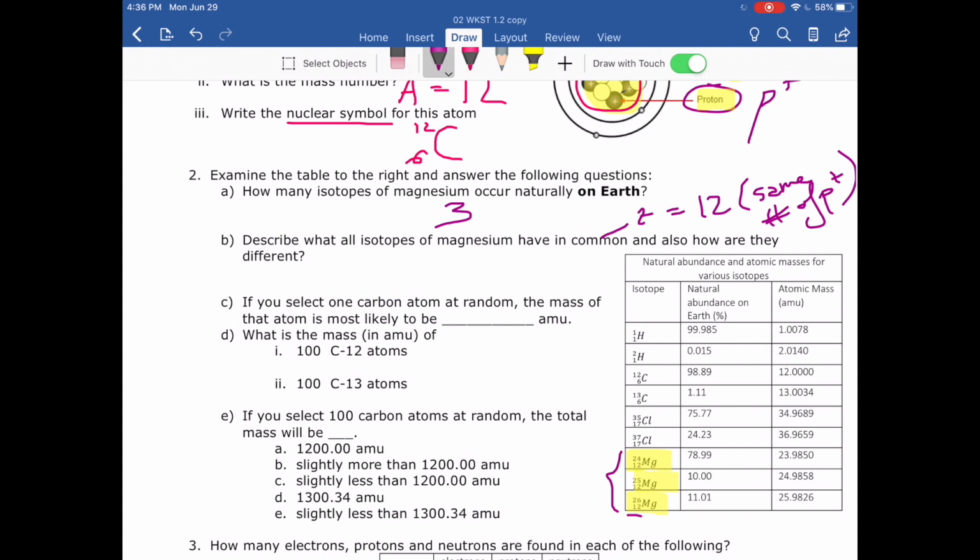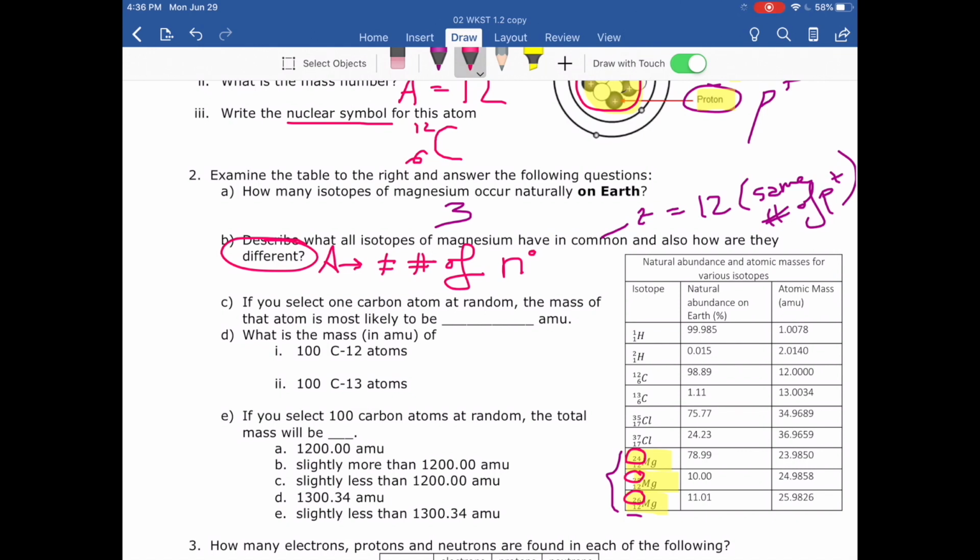And what is different from them? So what's different, as you can tell over here, is their mass number. So what's different is A, the mass number. And that means that they have different numbers of neutrons. That is what makes them different. That is what makes them be isotopes.